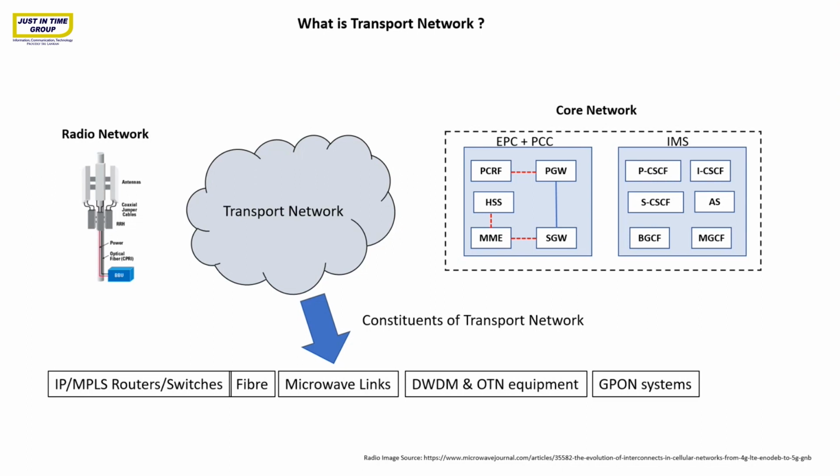And so those are the constituents of the transport network. Typically, a transport network consists of IP/MPLS routers, switches, then fiber infrastructure, microwave links, then DWDM and OTN equipment, and GPON systems. So we will go through them when we move through the presentation.